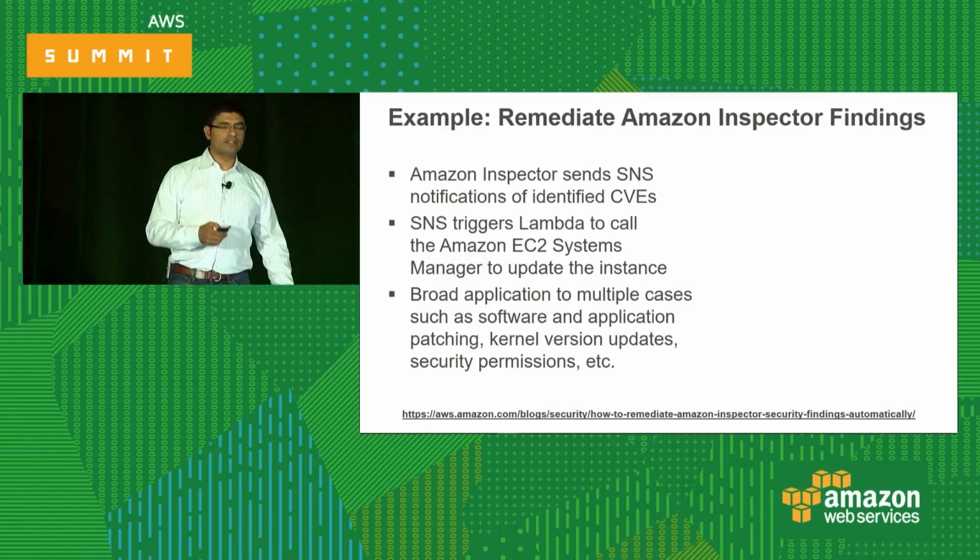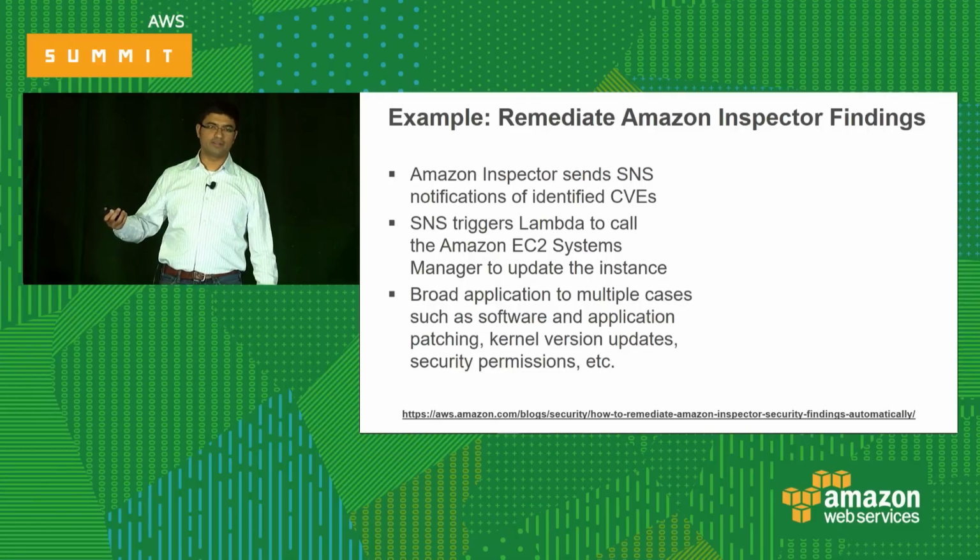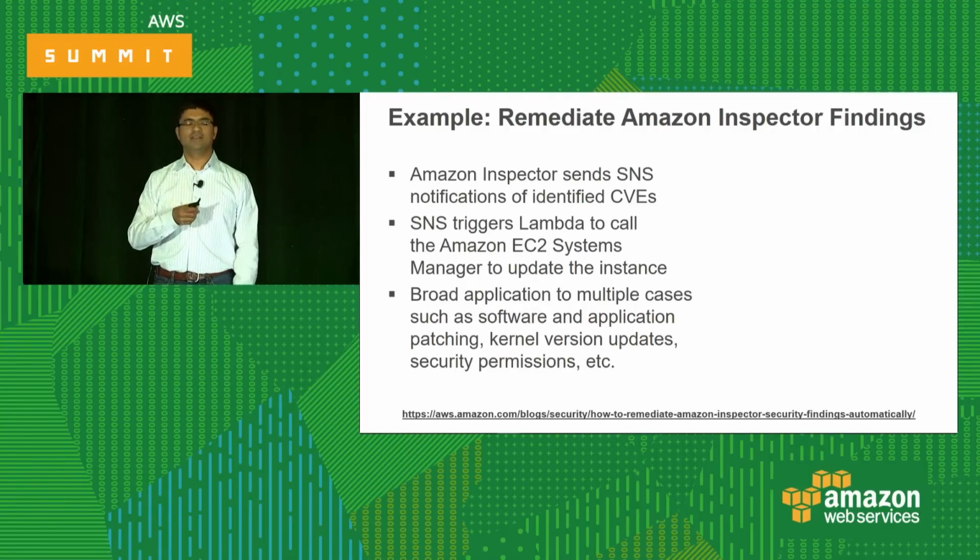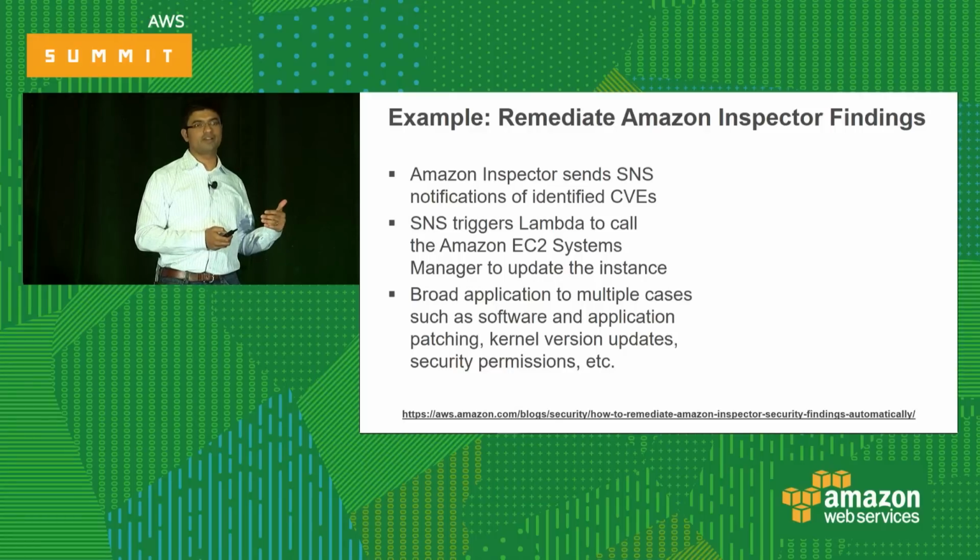Those findings can now be delivered through to SNS topics, and you can have a Lambda function that is triggered by that, which in a closed loop goes back and runs a command or runs patch to go and patch that particular vulnerability that was found, right?